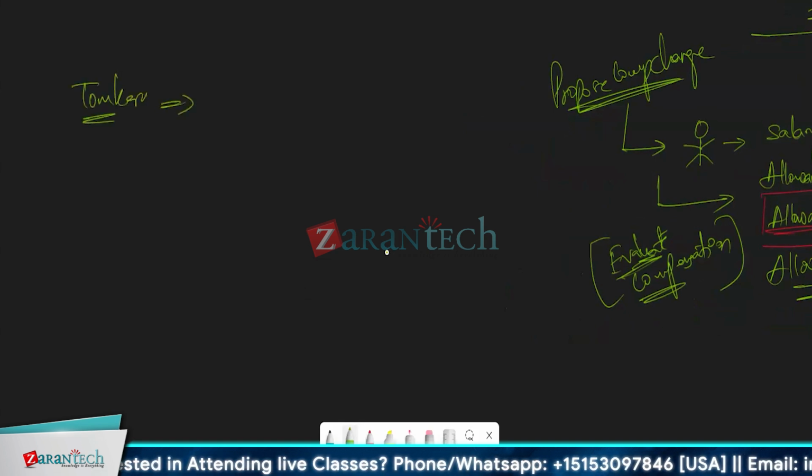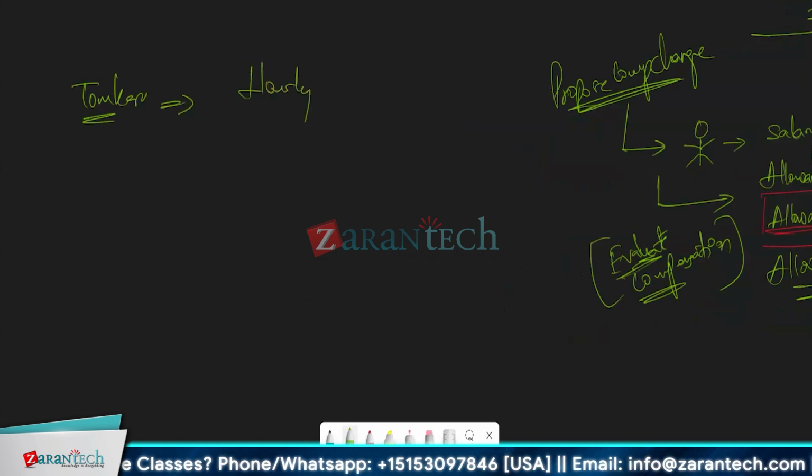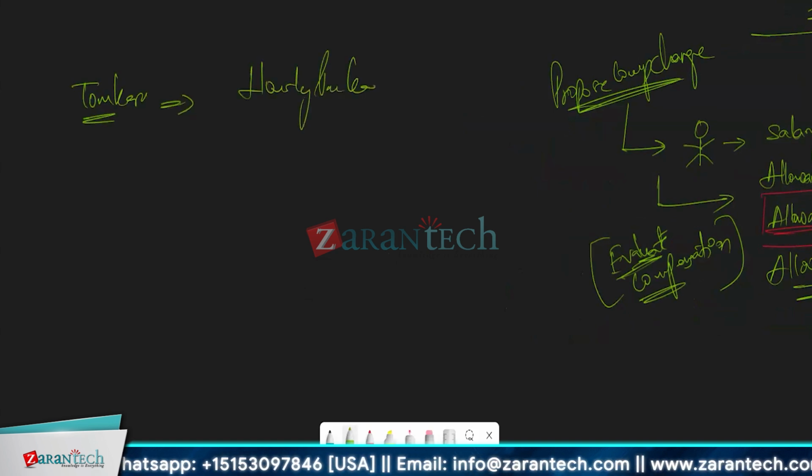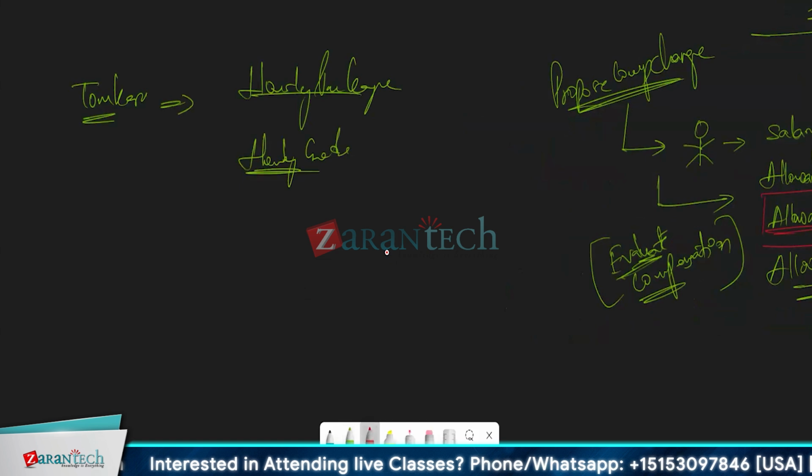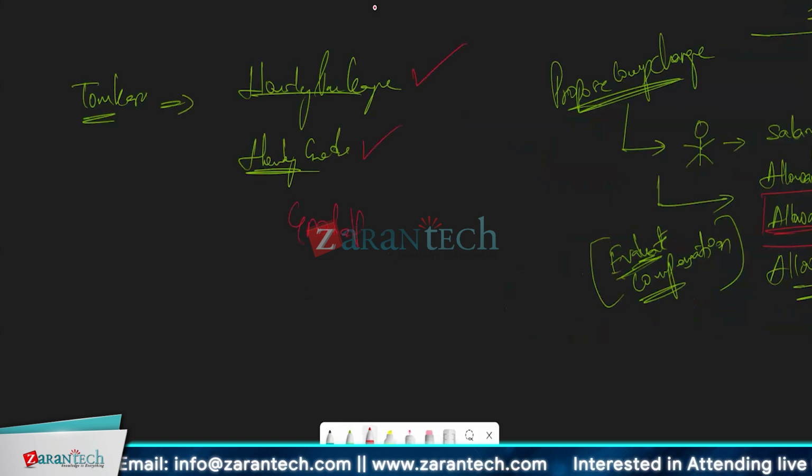So we know that Tom had an hourly package, and then he had an hourly grade and some grade profile. What Workday is going to check is: is Tom still eligible for this package? Is Tom still eligible for this grade? If there is a grade profile, is Tom still eligible for the grade profile?